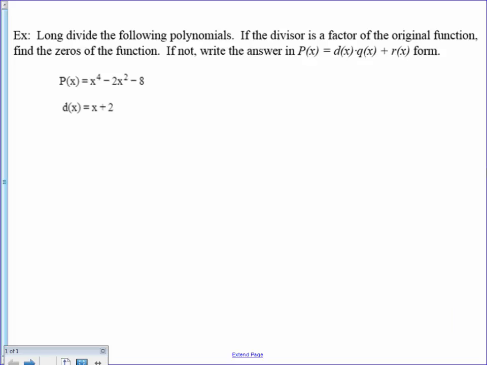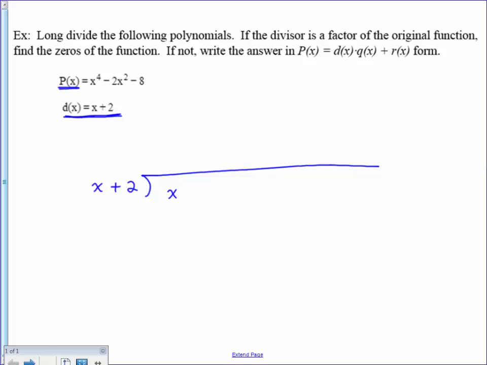In this example, I've been asked to long divide the following polynomial, and then if the divisor is a factor of the original function, to find the zeros of the function. In this example, we can see that d of x would be our divisor, what we want to divide by. So we would place x plus 2 on the outside of my division symbol. P of x is the function that I want to divide.